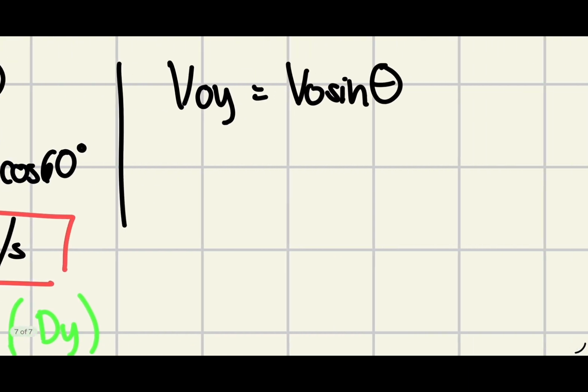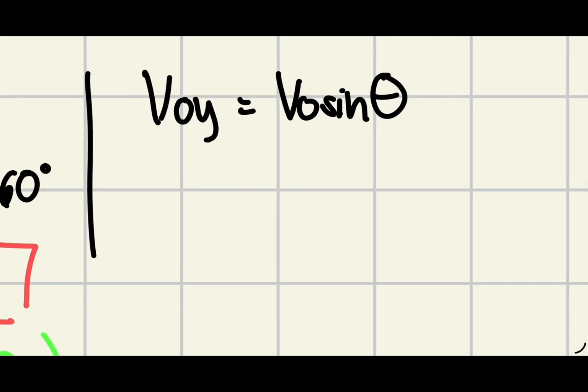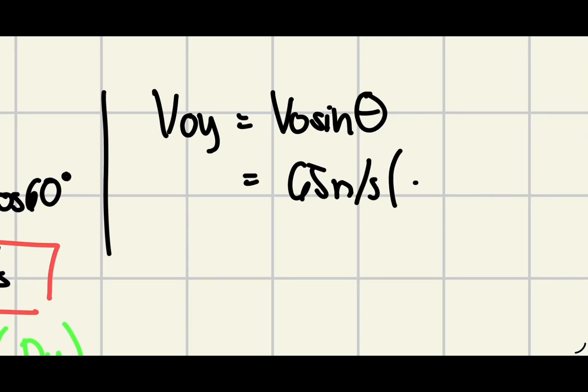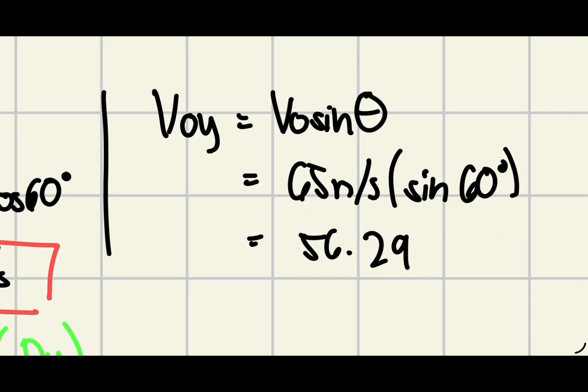Moving on to solve for our vertical component, we have to use the formula initial velocity multiplied by sine theta. So we substitute again, 65 meters per second multiplied by sine 60 degrees, and then we input in the calculator, we get the answer 56.29 meters per second as our initial vertical component.